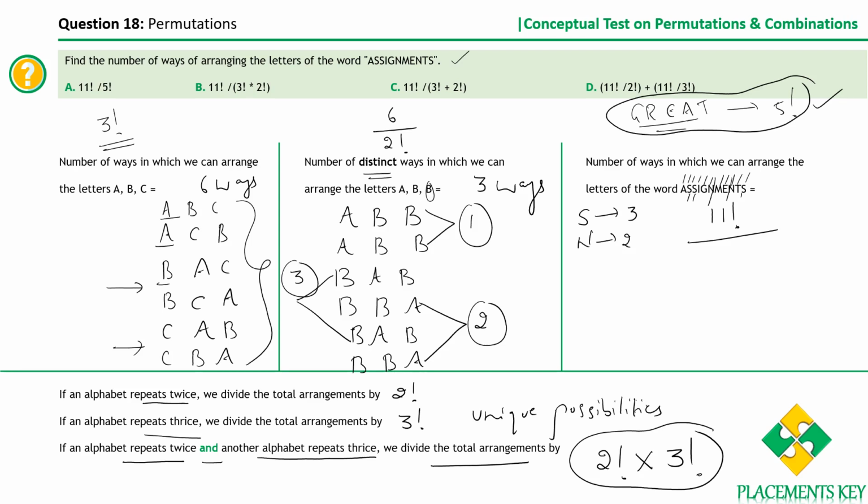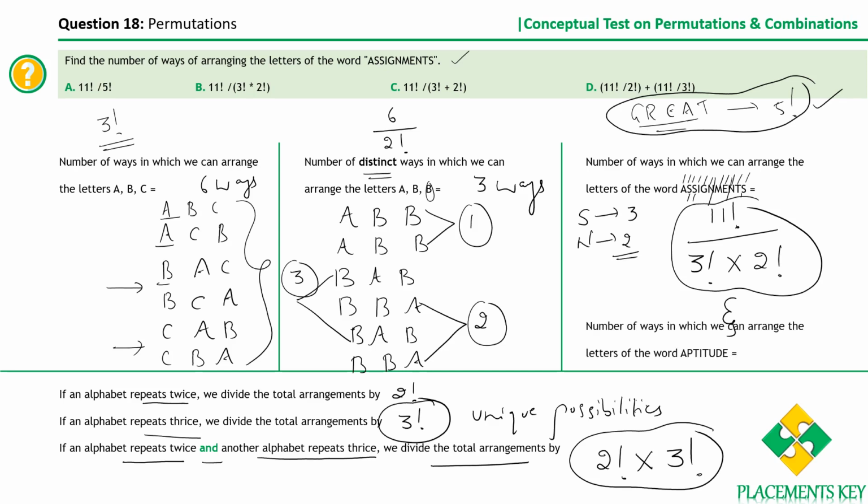Since S is repeated thrice, we divide by 3 factorial and not 3, because most of the students get confused. Whenever an alphabet gets repeated thrice, you have to divide by 3 factorial. Now, N is repeated twice, so we divide by 2 factorial. Now there is no confusion. S is repeated and N is repeated, so we multiply. So what is the answer? 11 factorial by 3 factorial into 2 factorial.